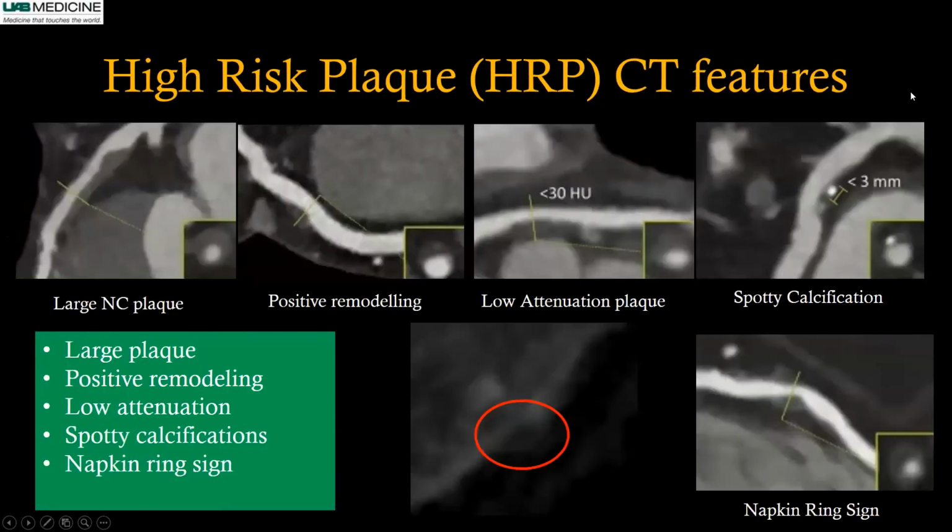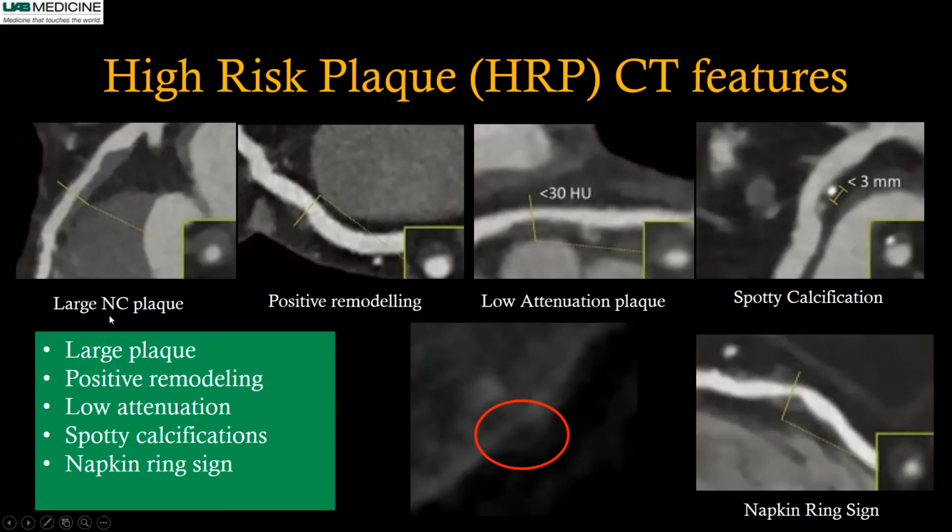So unusual appearances, unusual cases, but CT can help detect all these subtle abnormalities in complex patients. Now, moving on to plaque characterization, there are several CT features of high-risk plaque, which are shown here. Number one is if the plaque volume is larger, if it involves more proximal vessel, if it involves the left main, it is considered more high risk.